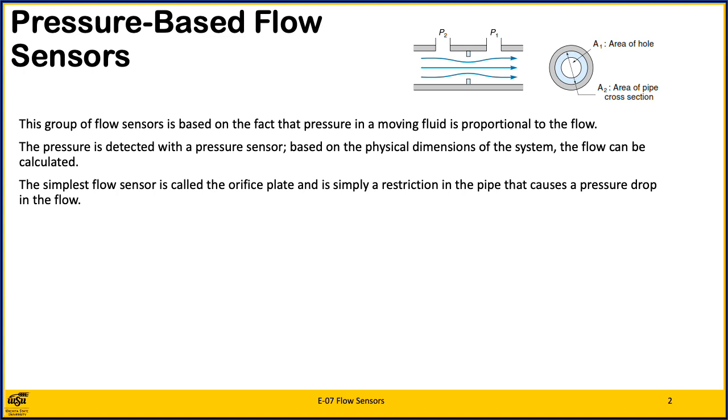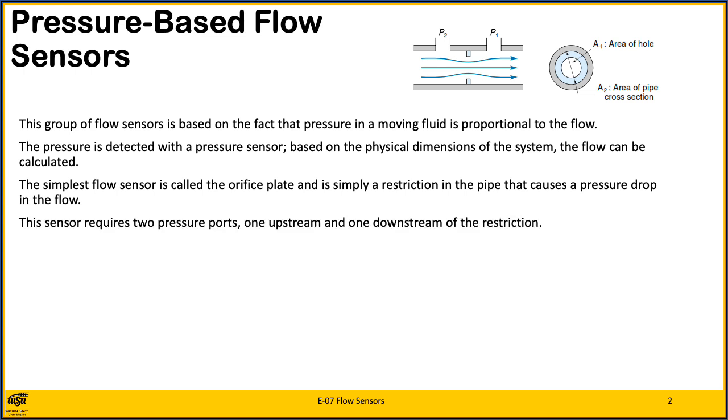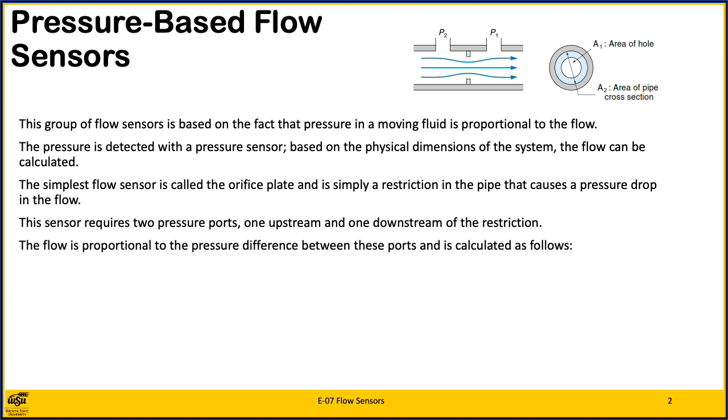The simplest flow sensor is called the orifice plate and is simply a restriction in the pipe that causes a pressure drop in the flow, much like a resistor that causes a drop in voltage in a circuit. This sensor requires two pressure ports, one upstream and one downstream of the restriction. The flow is proportional to the pressure difference between these ports and is calculated as follows.